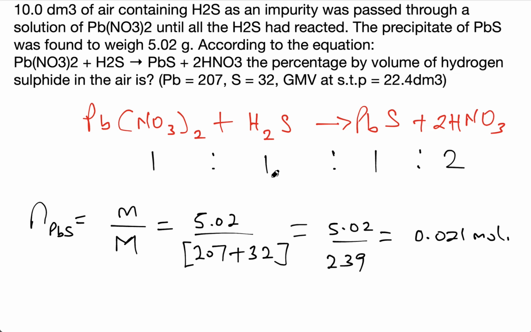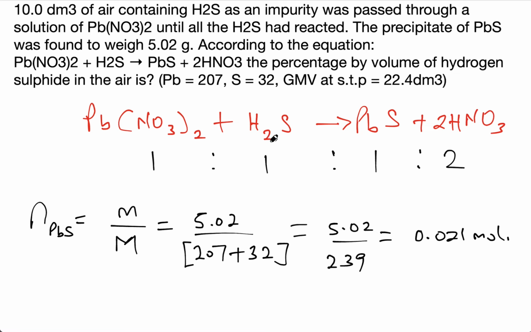Now, we now have information to deal with the hydrogen sulfide. They are in ratio 1 to 1. Since they are in ratio 1 to 1, that means that this number of moles of PbS that was formed on the product side will be the same number of moles of H2S that reacted. And this is so because if you are given an information about the product, that information is sufficient enough, not in excess, not limiting. It is just adequate for whatever had reacted.